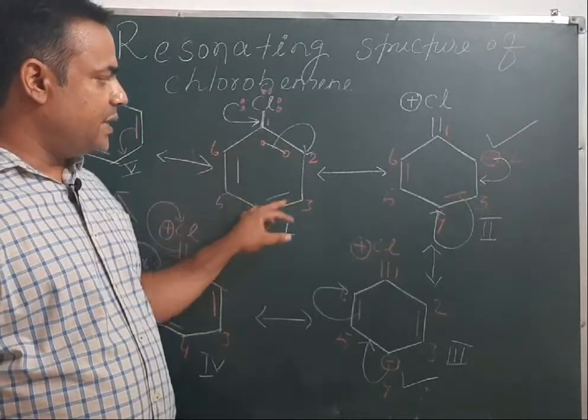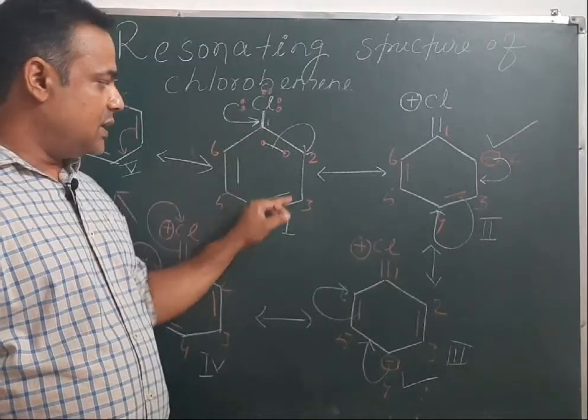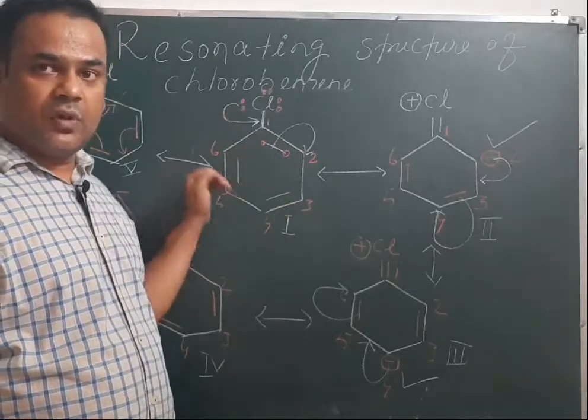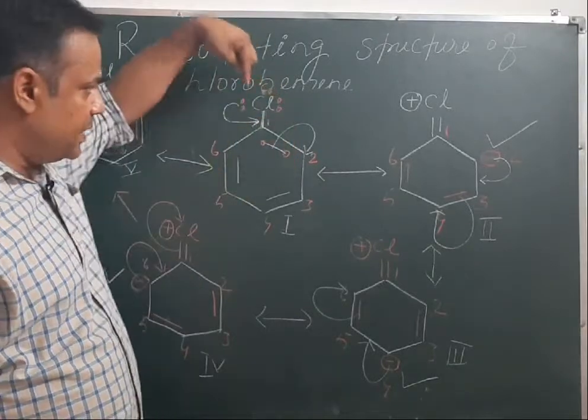You can see here, this is our benzene ring. This electron cloud, or these pi electrons, keep on rotating, and this chlorine is giving electrons into the benzene ring.